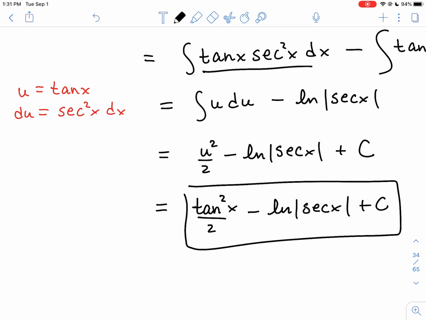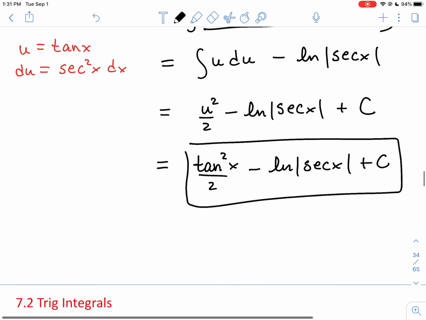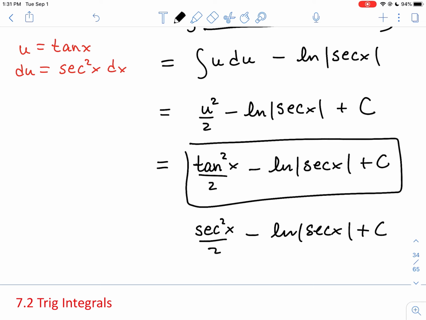If you had done this problem with the original substitution I said, which was let u be secant, and then let the secant tangent dx become the du, then you would have had an answer that was secant squared of x over 2, and then the rest would have been the same. And you would have said, wait a minute, are they both right? They look different.